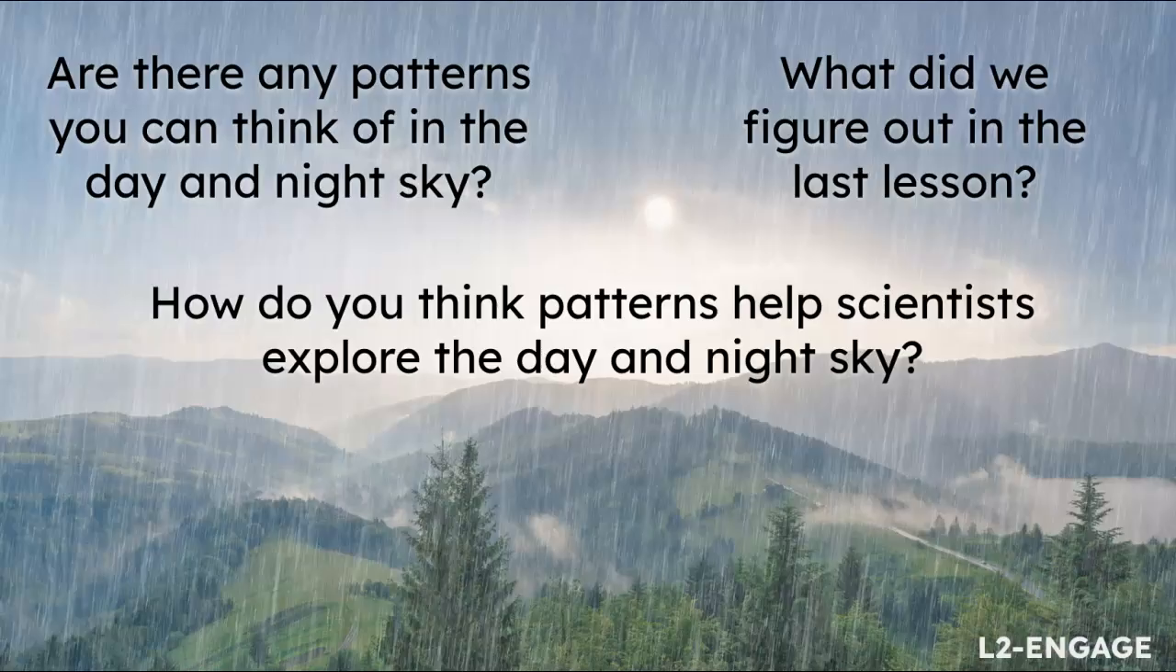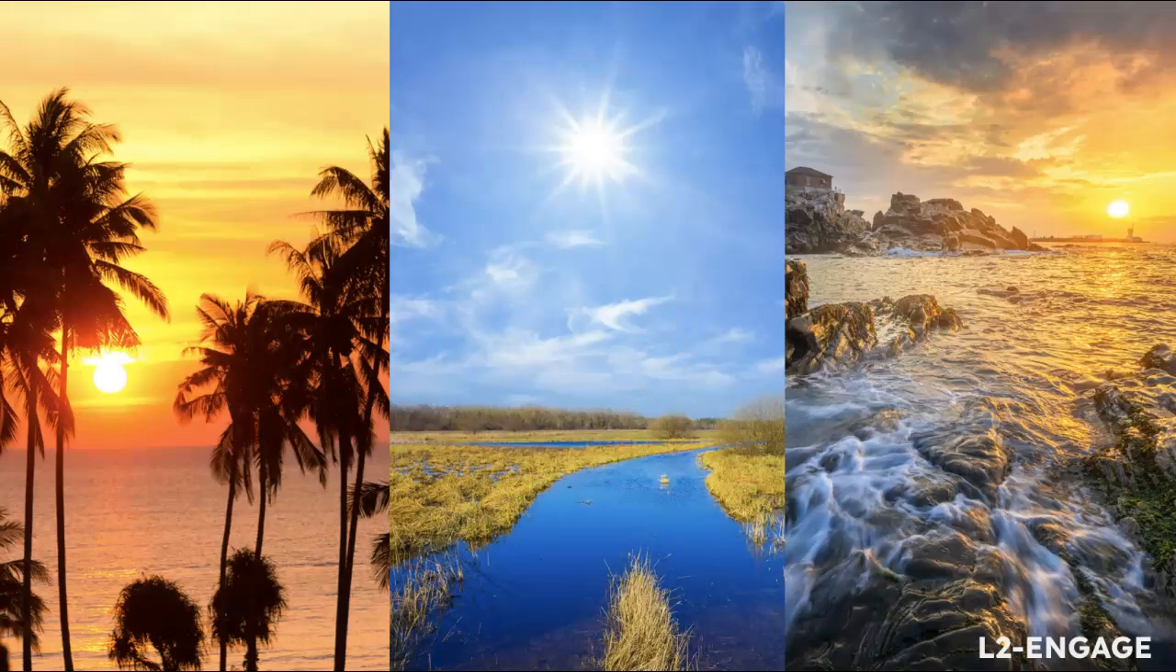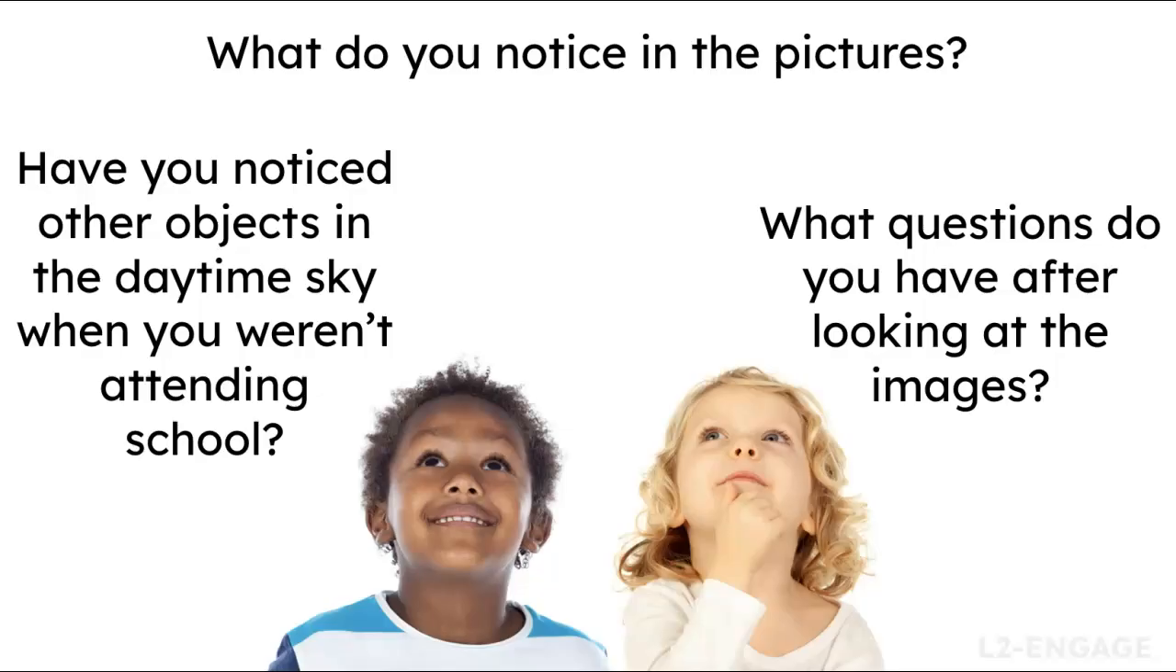You'll start the Engage by reminding students of the anchoring phenomenon and how they are working as scientists to identify patterns in the sky. You'll ask students about the patterns in the day and night skies and what they think those patterns help scientists explore. You'll then show images of the daytime sky. You'll ask students what they notice as well as what questions they have about the images. You'll revisit the driving question board to add any new questions and highlight any others connected to the learning goals of this lesson by calling attention to questions about patterns in the daytime sky.